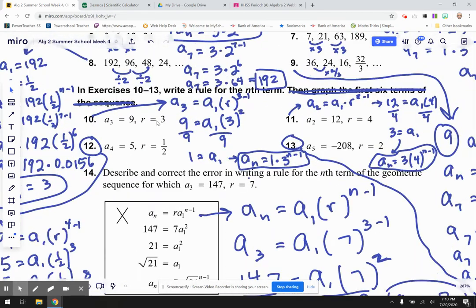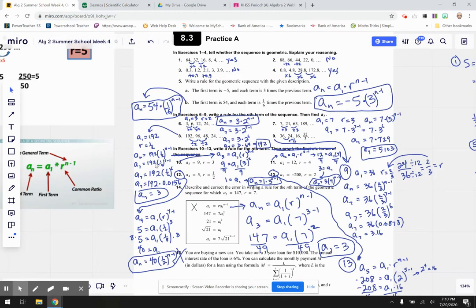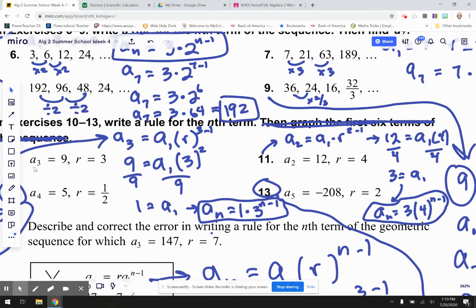Number 10, they want you to write a rule for a sub n again. So we want to write an a sub n. That's our goal. But to do that, we need to know what a1 is. Because if you remember this formula, we need a1, the first term, to do our rule. And in the problem, they gave us a3. They didn't give us a1.